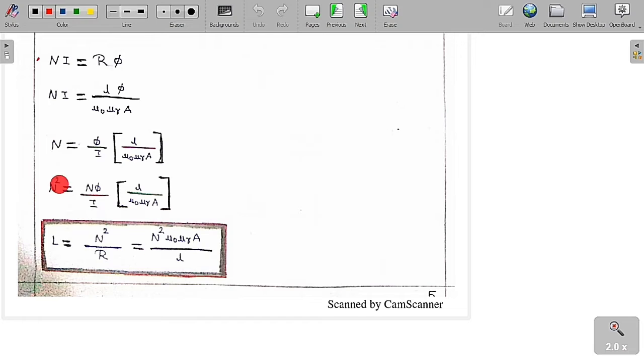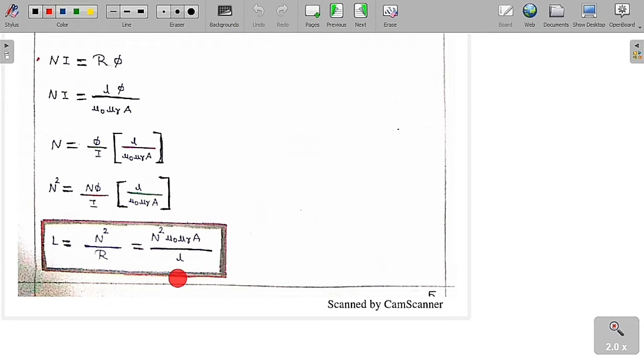So here, this is called the reluctance R. So L is equal to N square by R, which is N square into L, where R is nothing but L by mu A, that is L by mu naught mu R into A. So simply L is equal to N square by R, and R is equal to L by mu A.